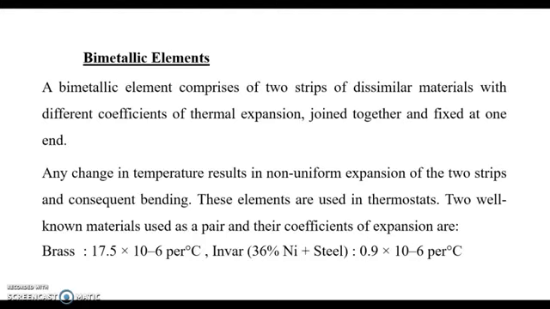Bimetallic elements. A bimetallic element comprises two strips of dissimilar material with different coefficients of thermal expansion. These different materials are joined together and fixed at one end. If there is any variation in the temperature, it results in expansion of the bimetallic strip. We can increase the sensitivity of the bimetallic strip by increasing its length. Two commonly used pair materials are brass and invar.